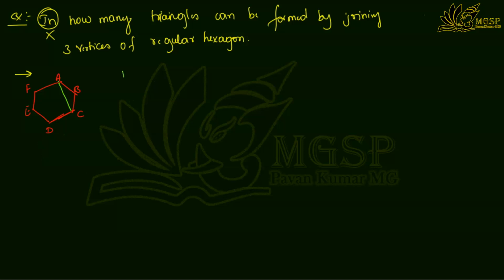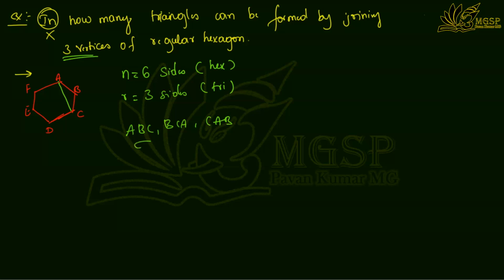So the total number of sides, that is n, is equal to 6 sides, and here they ask you to consider only 3 vertices of a triangle, and the number of sides of a triangle is 3. This is for the hexagon, this is for the triangle. Here you can write ABC or BCA or CAB. Order doesn't matter.